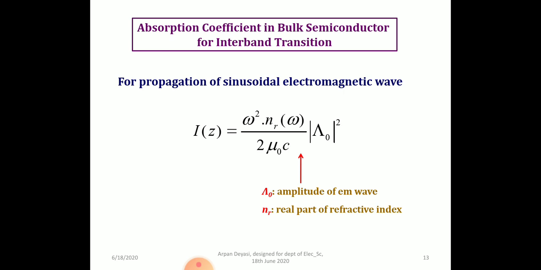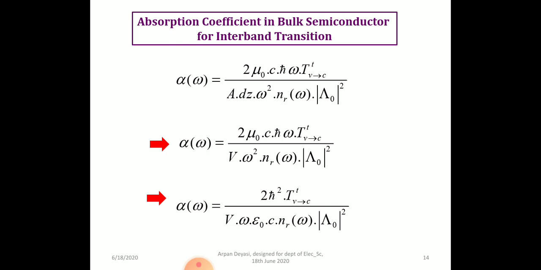And why? Because n, the real part, is also not a constant quantity. N will vary from wavelength to wavelength for a particular material, and that's why omega square into nr, this total function, is a frequency dependent parameter for this bulk semiconductor. And there are some other parameters, the amplitude of the electromagnetic wave, because that's also required. So this is the value of the intensity we have considered.